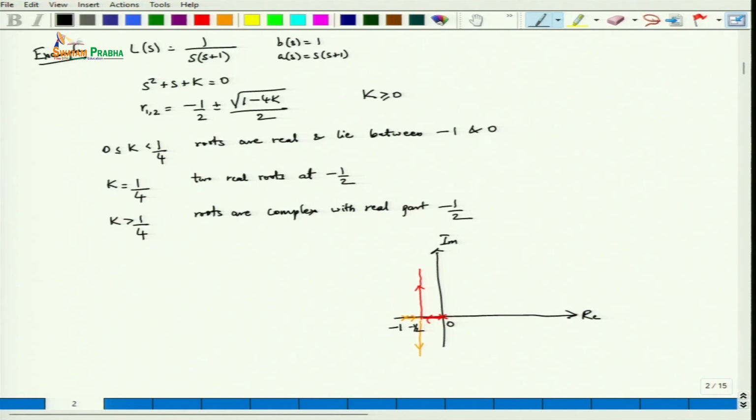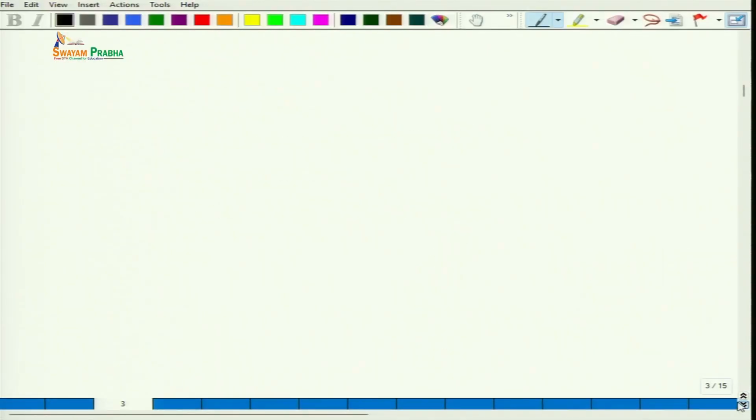Now, what can we say about the stability of this system? So, at k is equal to 0, it is marginally stable because there is one pole at s is equal to 0. For k greater than 0, it will be always stable because the two roots lie in the left half plane. Here we have considered one example. Now let us move and look at another example.